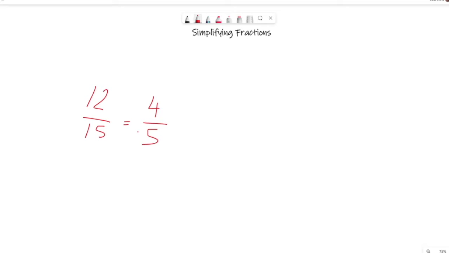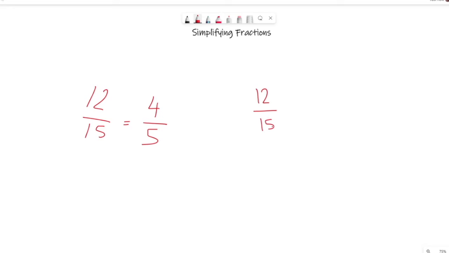Let me give you the easiest way to understand simplification. In simplification, we actually divide both numerator and denominator by the same number. So let's say you have 12 and 15 again. Dividing by the same number means, it's easier to understand this way, that they both should come in the same timetable.